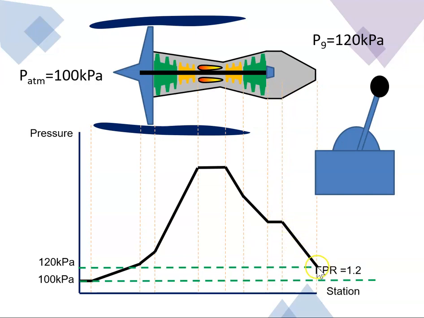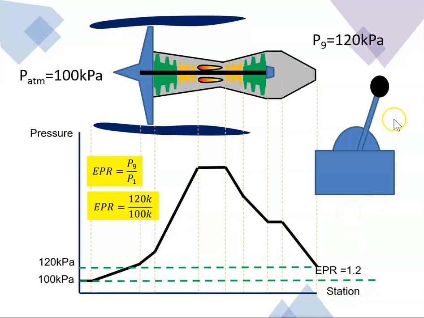So when we do all that, let's just say the input pressure, atmospheric pressure, is 100 kilopascals, and the pressure here, P9, is 120 kilopascals. So the engine pressure ratio is P9 to P1, so that's 120 K to 100 K, which is 1.2. So we have a pressure ratio of 1.2.